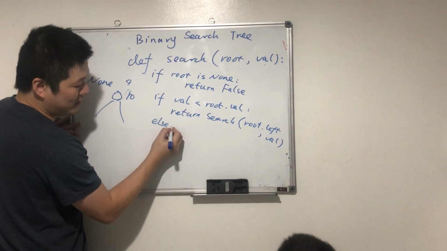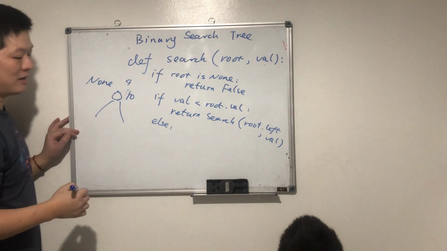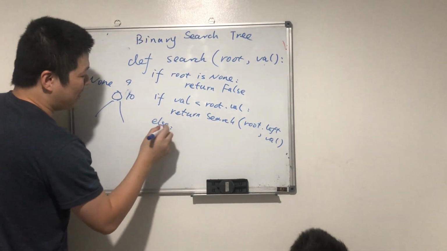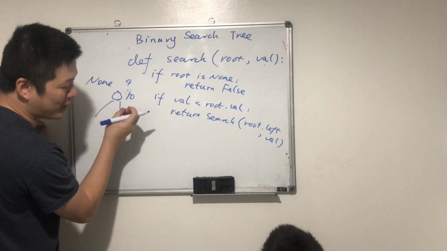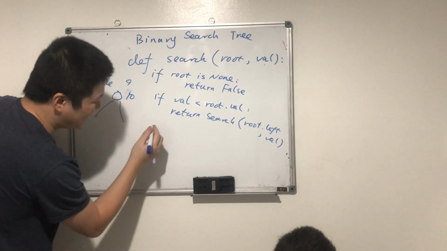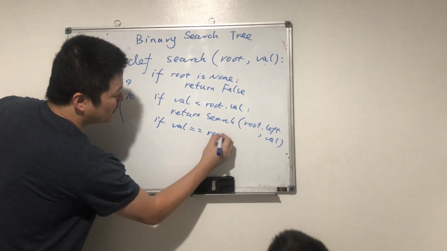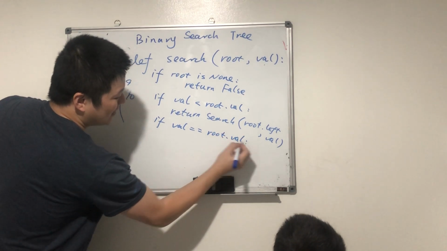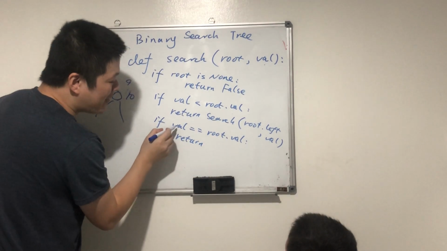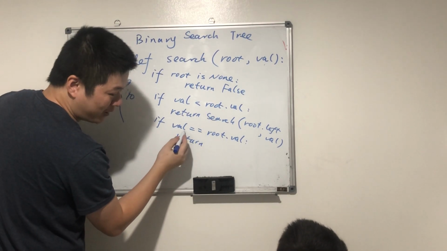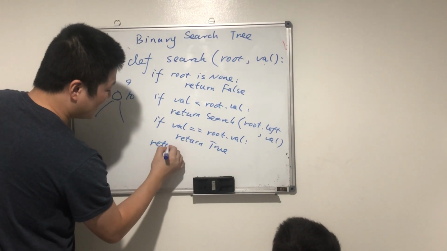Else, what do we do? Return search root.right. Not yet, you're quite close. Remember, we haven't talked about when it's equal. So if value equals root.value, return what? We already defined it. Return true or false. True. And now what should we return here?